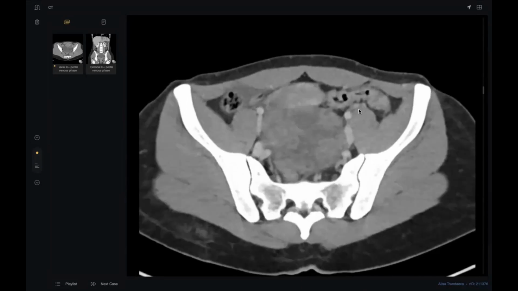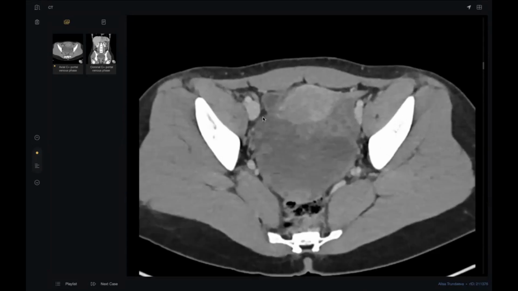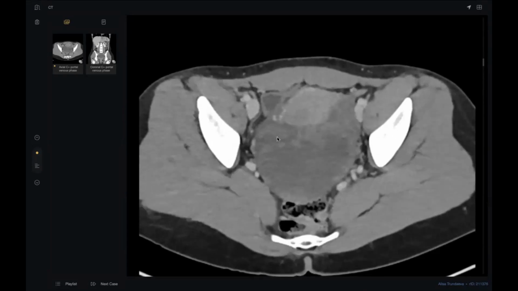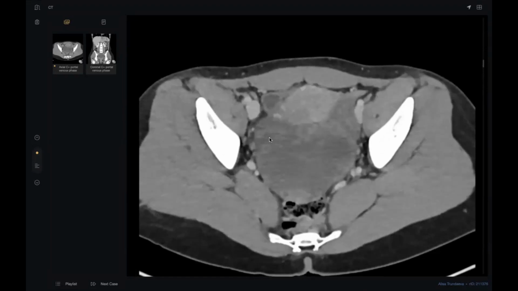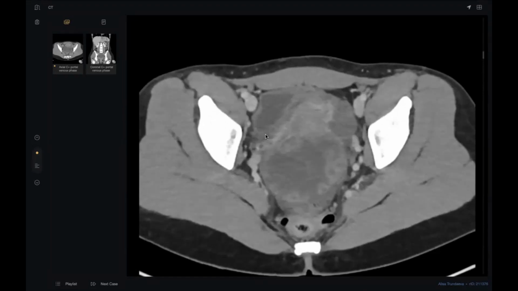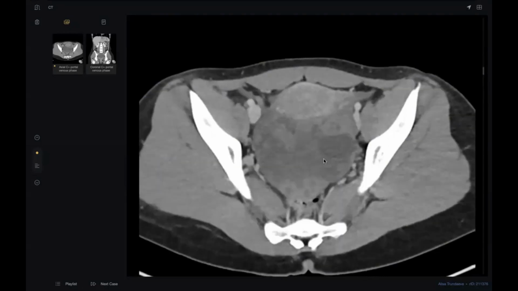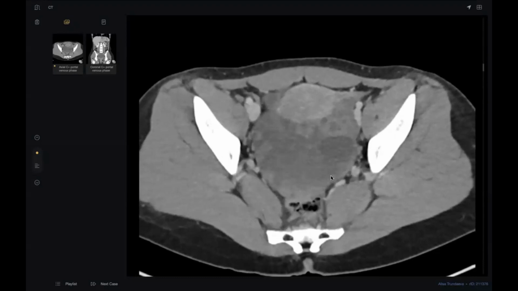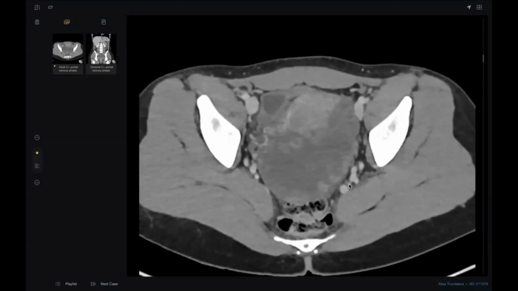But in this, on the left side ovary and right side also, there is a doubt of some twisting on the right side, but I'm not confirmed in this. I'm not sure in this CT. But anyway, there is a cystic lesion in the abdomen. It appears to be in the right adnexa.